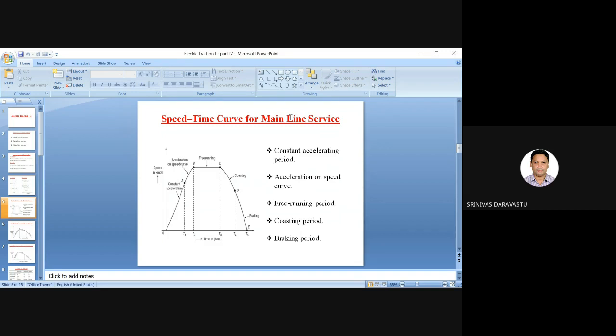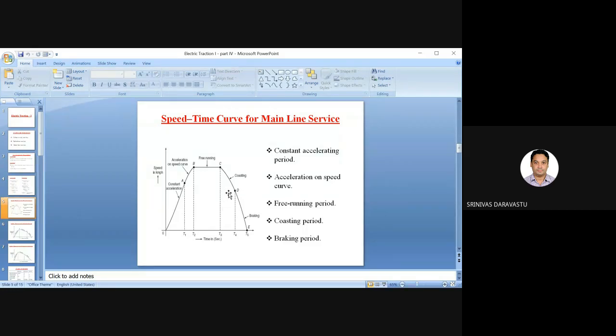Generally, what is the main importance of this speed time curve? It gives important points. First one is the slope. The slope of the speed time curve gives the acceleration and retardation values. Second one is the area between it and the horizontal axis. The area between the curve and the horizontal axis represents the total distance traveled by the train.